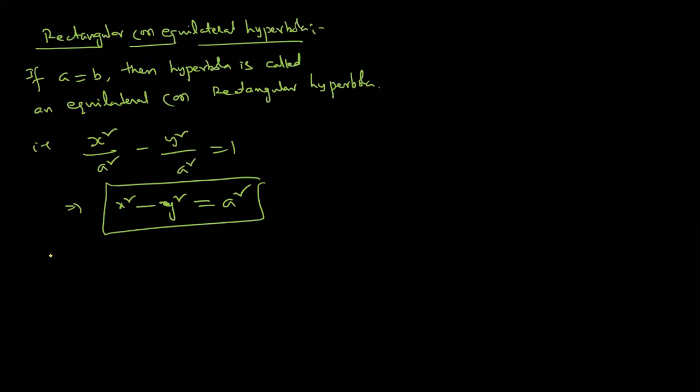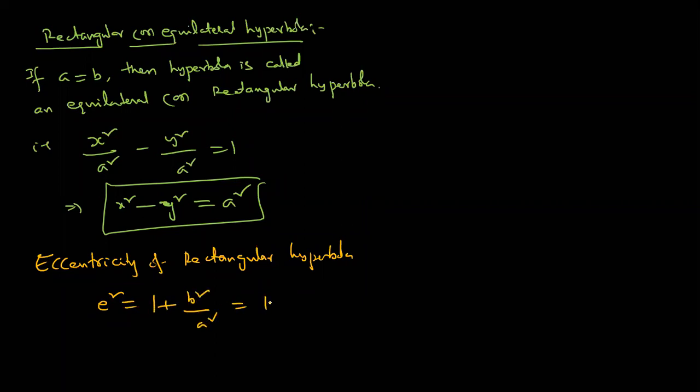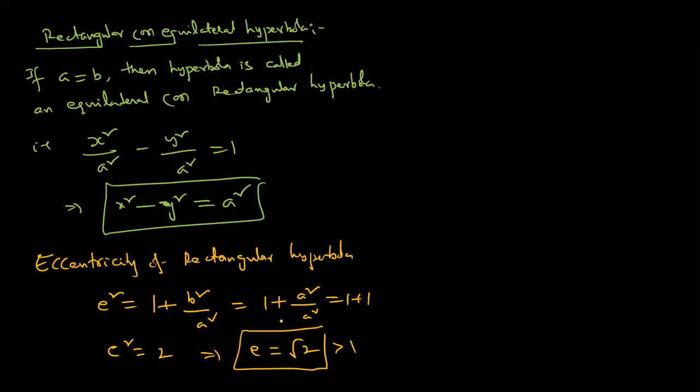Dear students, now the eccentricity of a rectangular hyperbola, what is that? e square is equal to 1 plus b square by a square, so 1 plus a square by a square. So e is how much? Root 2. Yes. That's why I'm writing step by step.